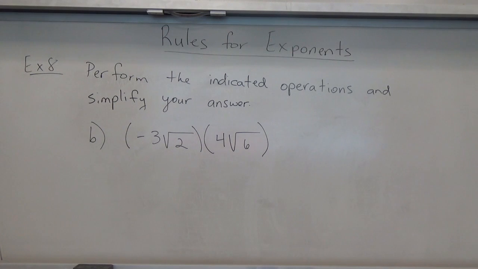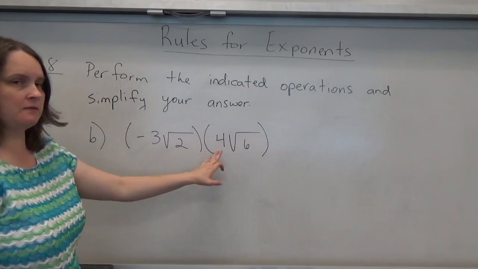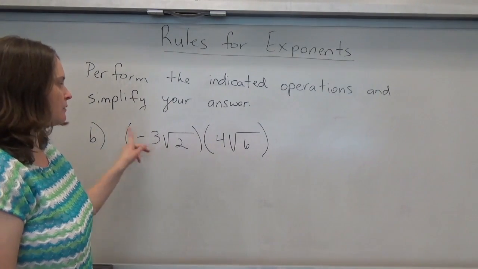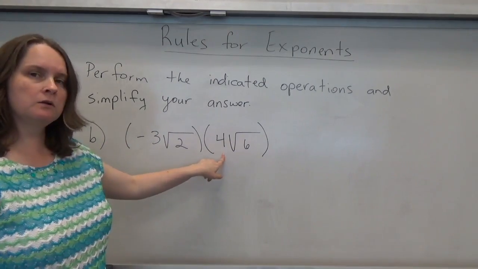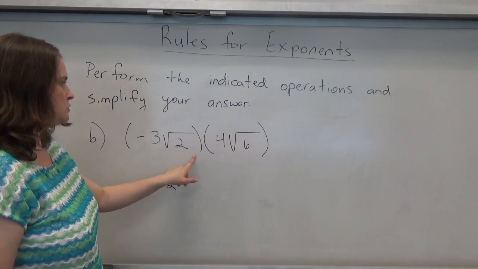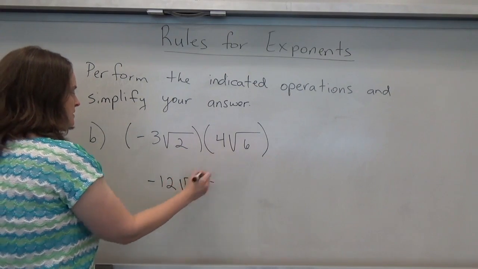Part B, for example 8, we're asked to perform the indicated operations and simplify our answer for negative 3 square root 2 times 4 square root 6. So it's important to distinguish between numbers that you see on the inside of the radical versus numbers on the outside of the radical. Using the commutative property for multiplication, we can rearrange these if you want to. You can say that this is negative 3 times 4, which we know is negative 12. And then the square root of 2 times the square root of 6 can be combined as the square root of, again, 2 times 6, which is 12.